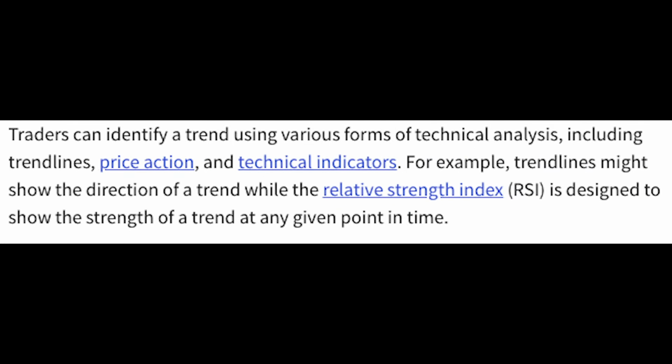Traders can identify a trend using various forms of technical analysis, including trend lines, price action, and indicators. For example, trend lines might show the direction of a trend, while the RSI is designed to show the strength of a trend at any given point in time.